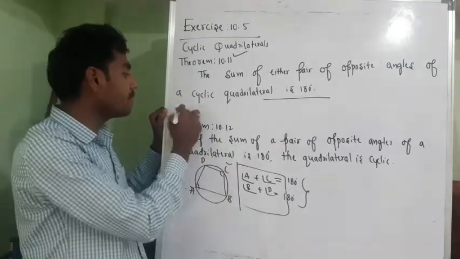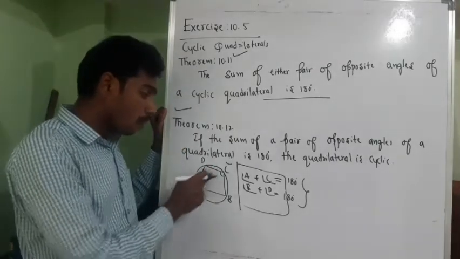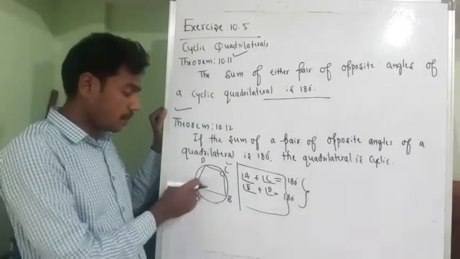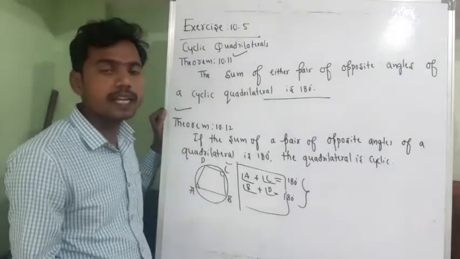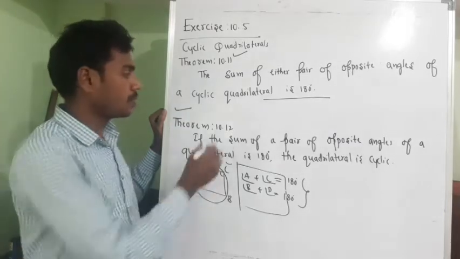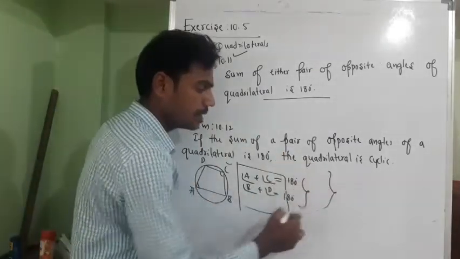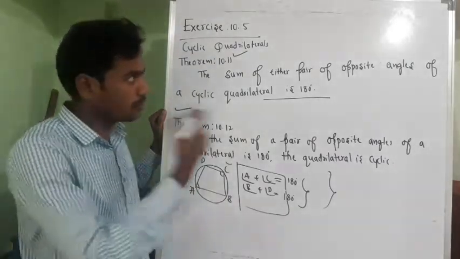So what does the converse state? Theorem number 10.12. If the sum of opposite angles of a quadrilateral is equal to 180 degrees, then we can conclude that the quadrilateral is a cyclic quadrilateral. So please note these two theorems. These are also two important theorems. Then we'll go to the examples. Please note this down.